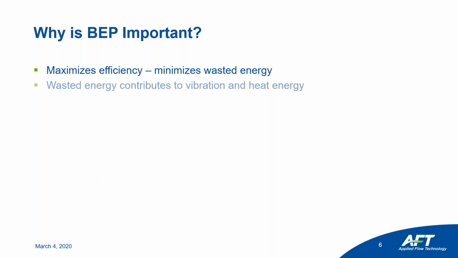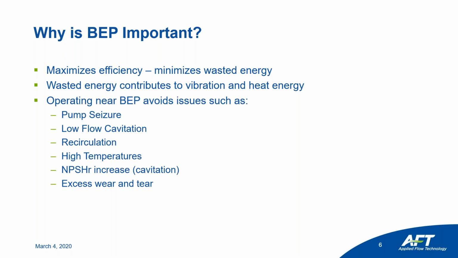Once we start to deviate from BEP, that wasted energy starts to contribute to other things like vibration or heat energy, where heat energy can heat up your fluid, also heating up your pump casing. As your pump casing expands, that can cause issues with alignment and can lead to excess wear and tear, generally things that you don't want your pump to see.